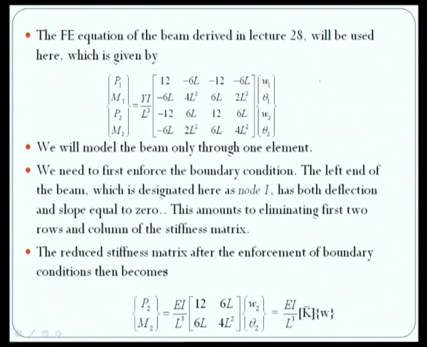Since it is a cantilever beam we are talking about, you have W1 equal to theta 1 equal to 0 here. So we apply this and eliminate these two rows and columns, and the reduced stiffness matrix will contain only these terms here. P2 and M2 are related to W2 and theta 2 by this, and we know M2, which is obtained by reducing the electrical load into an equivalent moment, which can be applied here.